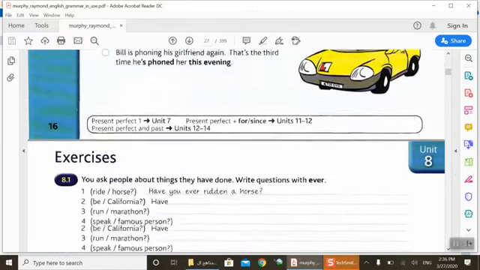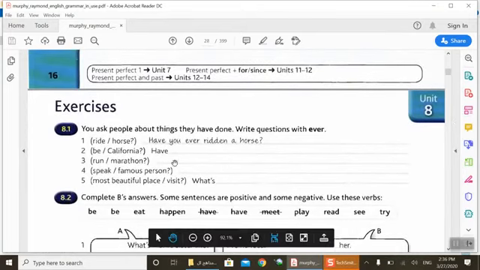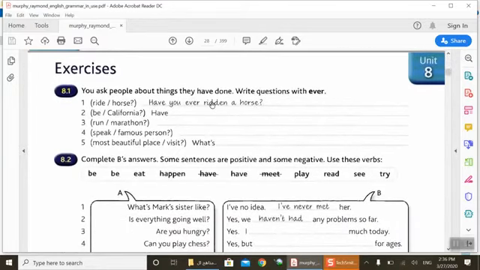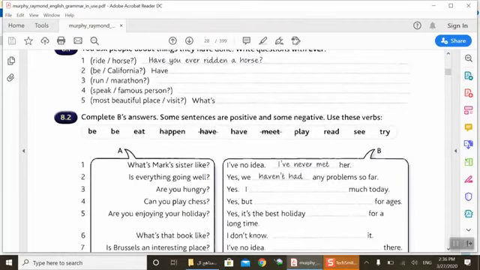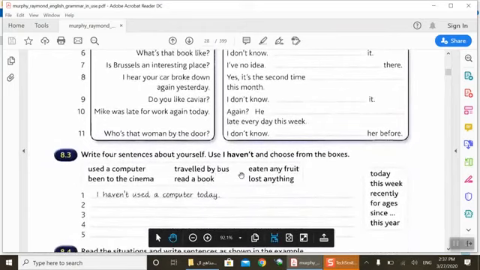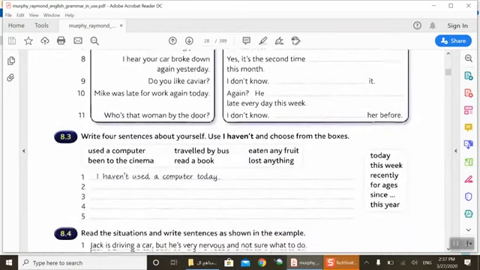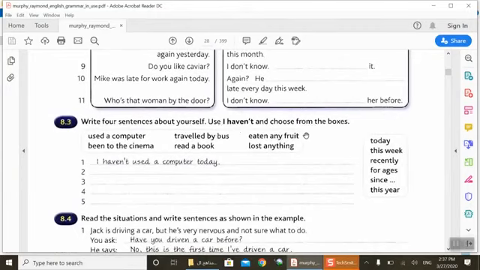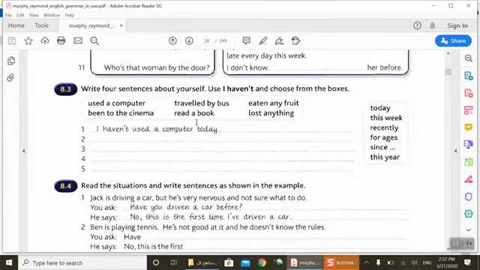And we have here some exercises. You can read them. Okay. Then write horse. Have you ever ridden a horse? Make a question here. Keep ever, meaning in your life. Have you ridden a horse? Always keep it like this. You can write 4 sentences about yourself. Write about yourself. Use I haven't and choose from the boxes here, today. For example, we say I haven't used a computer today. Or someone says I haven't eaten any fruit this morning.